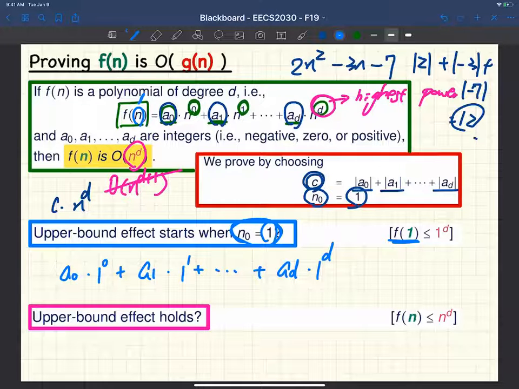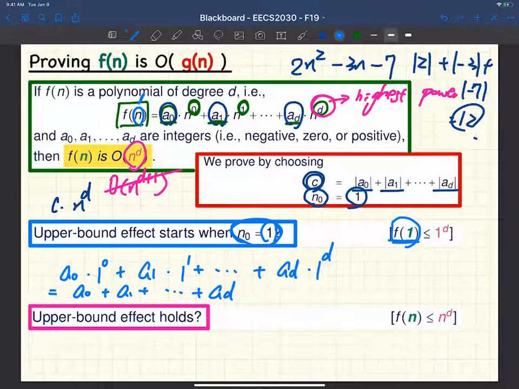Are we okay with this? What I'm doing is I'm calculating f of 1. Okay? Having this, would you agree, is simply just going to be A0 plus A1 plus all the way to AD. Will it be okay? Okay, because 1 to the any power is simply just 1. And now, would that be less than or equal to 1 to the D?